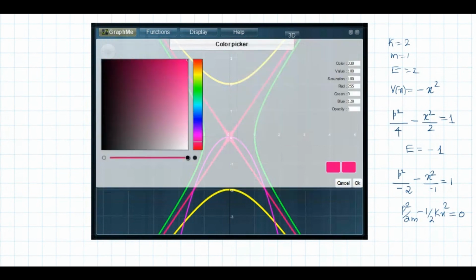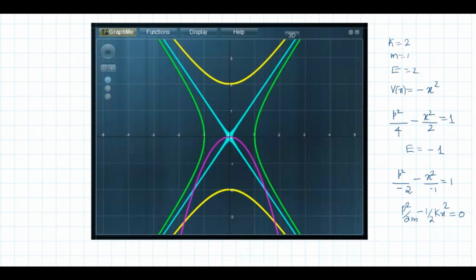Take the color as... these are the curves. This yellow one is for some positive energy. This green one is for negative energy, and this one is for zero energy. This is the shape of potential. Okay, I hope it is clear. So this is the way which we can draw phase space diagrams. I will give you one more example.